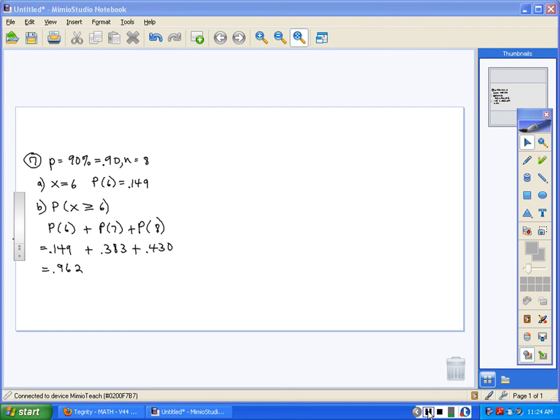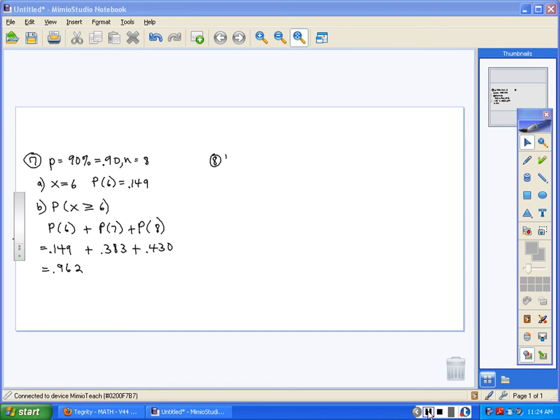Now we're going on to number 8. And on number 8, you have to use the binomial probability formula. You cannot use your calculator. You have to show the work. Okay, so number 8 says, a company manufactures calculators in batches of 64. So that's going to be our N.